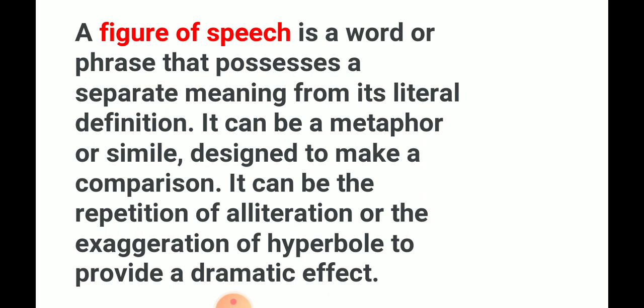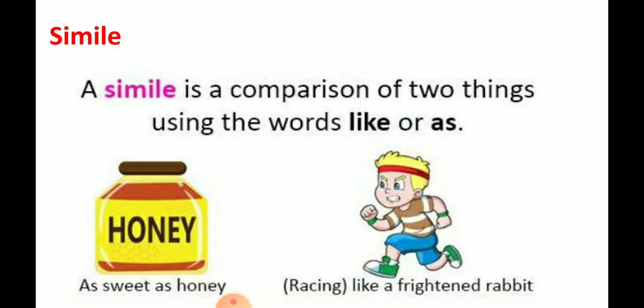Let us move to the first figure of speech, which is simile. A simile is a comparison of two things, and here the comparison words are like or as. These two words are used to compare two things or two objects. Now here, as sweet as honey. So you can use any object. The cake was as sweet as honey. So here the comparison is made between two objects or things using the word as.